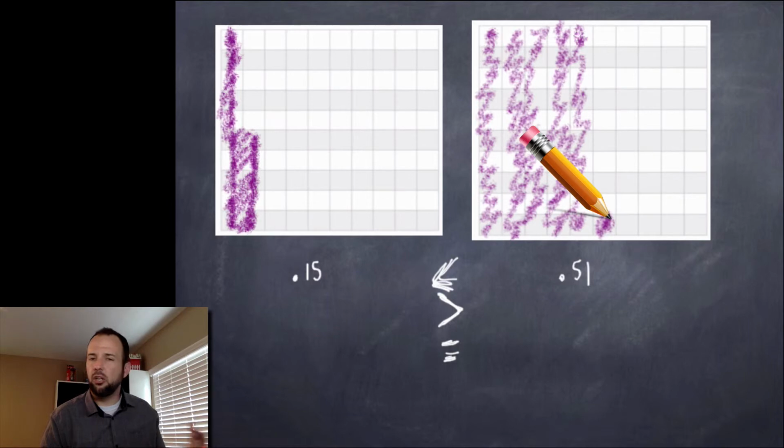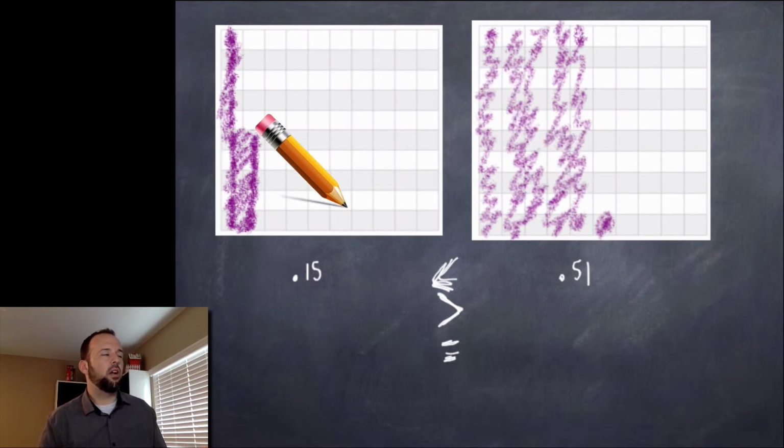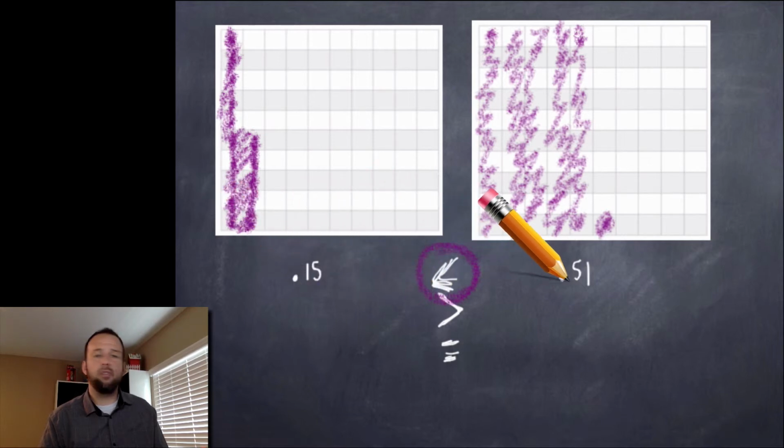Either way, you're getting the idea here. It's the same thing. So now looking at these two right off the bat here, I know that this one is definitely way more. So our answer is going to be 15 hundredths is less than 51 hundredths.